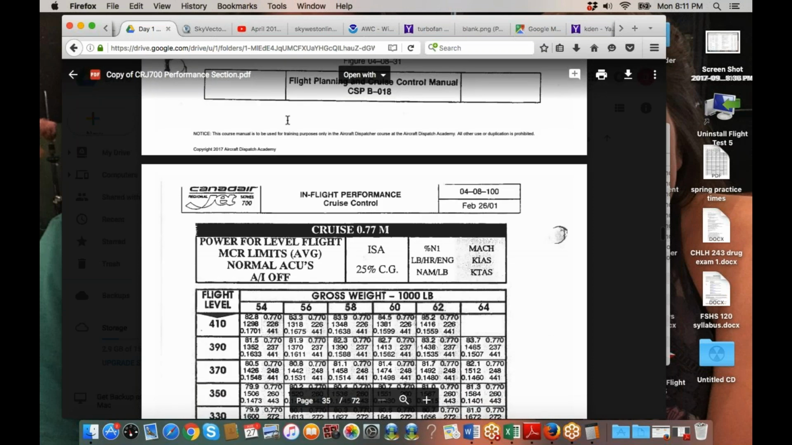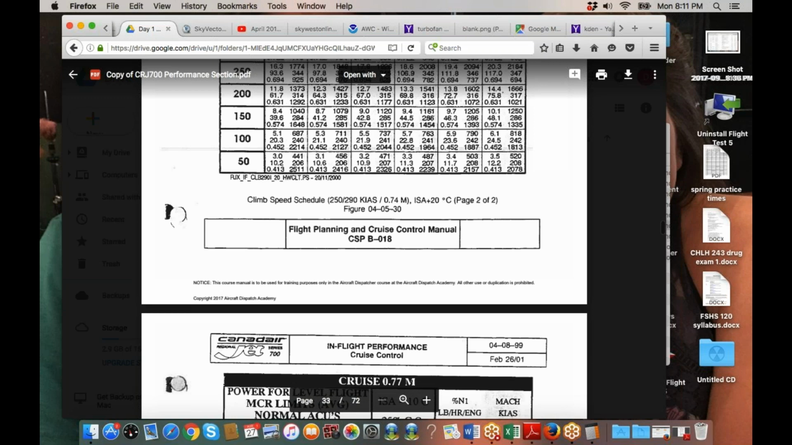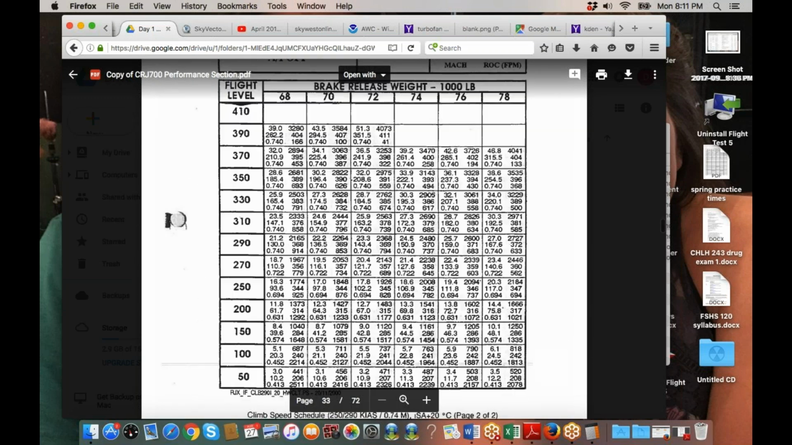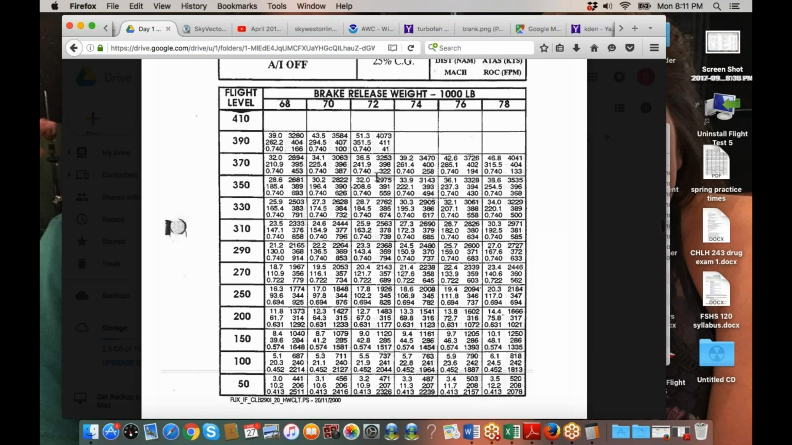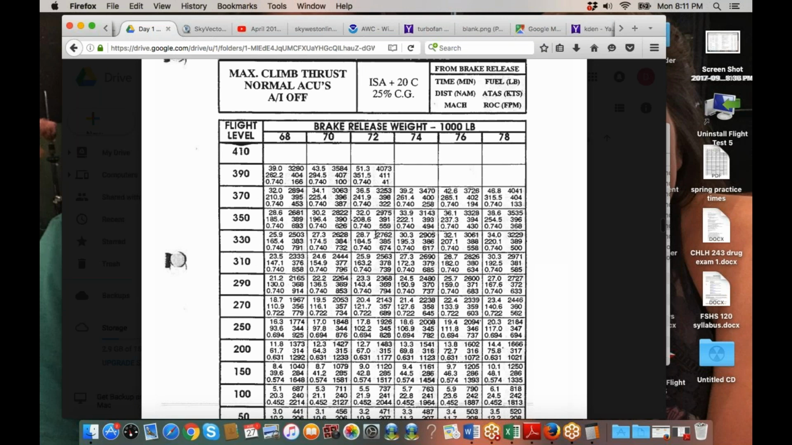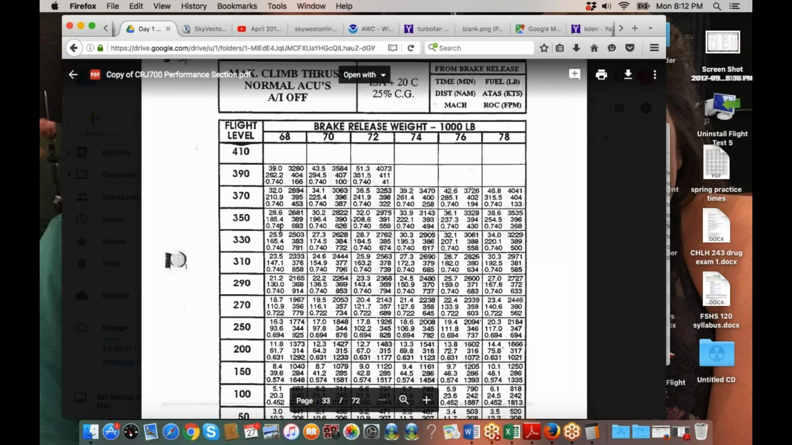Okay, so this is level flight. Okay, so you remember to get up to 28 minutes, 2,000, almost 800 pounds of fuel. These are basically just all the tables that we got, though.